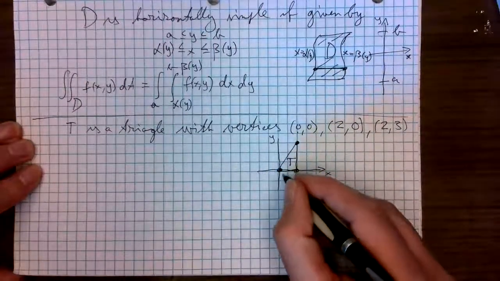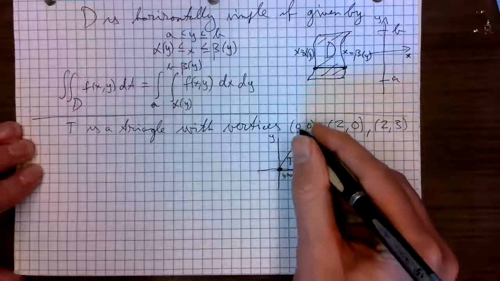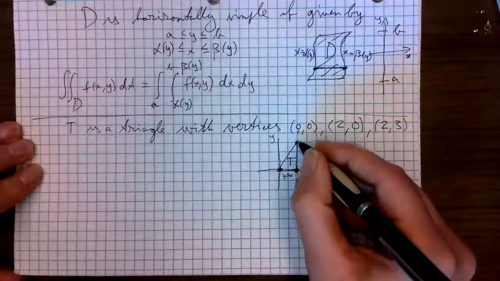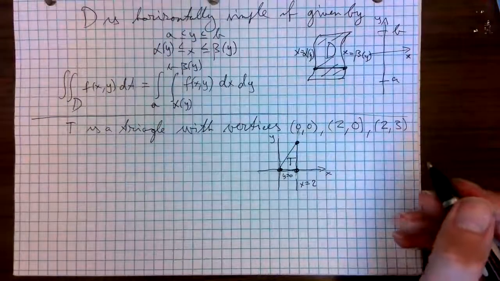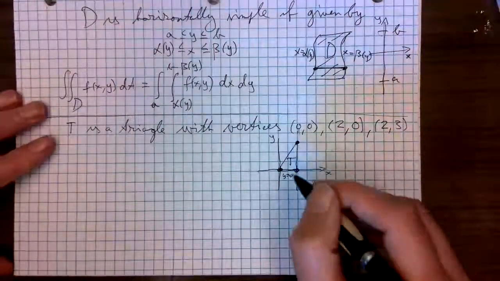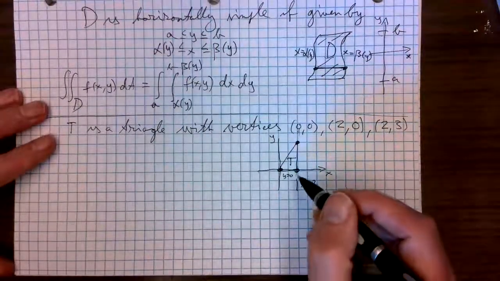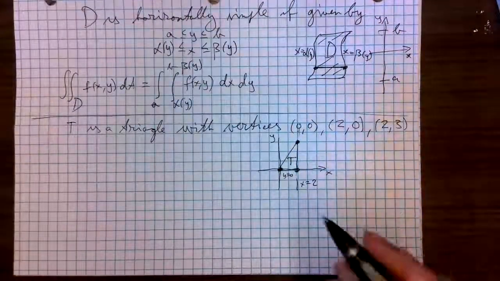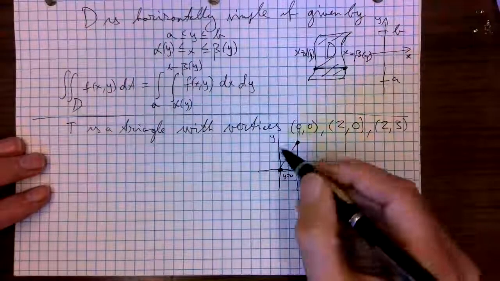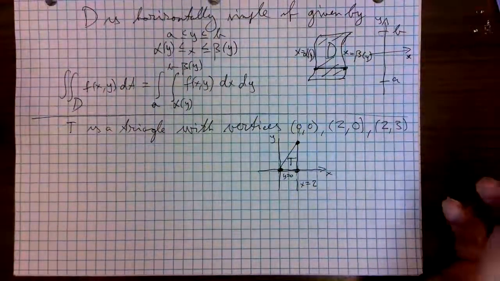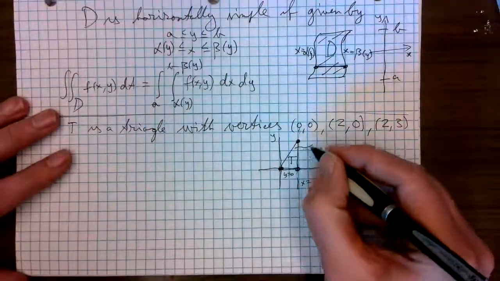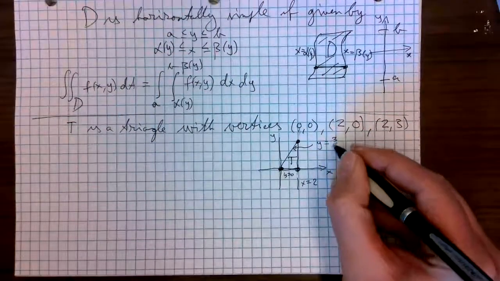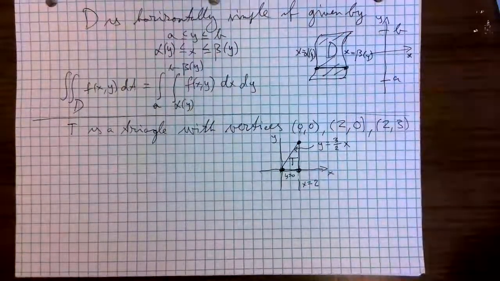This line is of course where y equals 0. This line is where x equals 2. This line may be a little bit harder to figure out, but it should be something with slope 3/2, right? So this line is y equals 3/2 x.